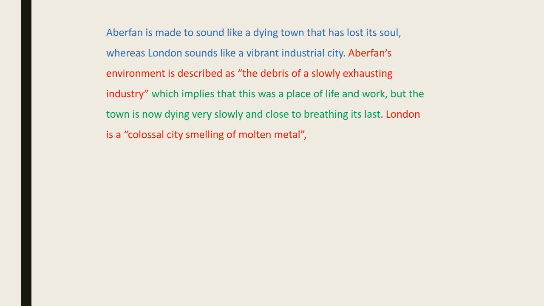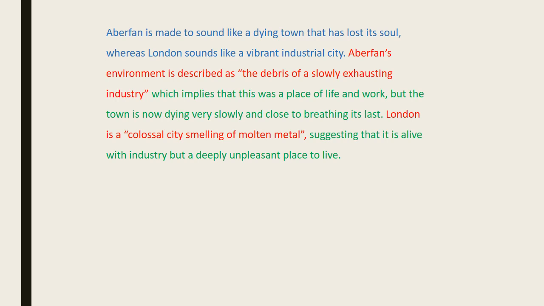I then move on to a quotation on London, because I've got to compare Aberfan to London. So same thing again. How do I know London sounds like a vibrant industrial city when I read it? Because it's described as a colossal city smelling of molten metal. Hopefully you're ahead of me here, thinking what you can infer from that. If it smells of molten metal, what does it mean is happening? If it's colossal, what does it tell you about that city? So my inference is that it's alive with industry because it's smelling of molten metal.